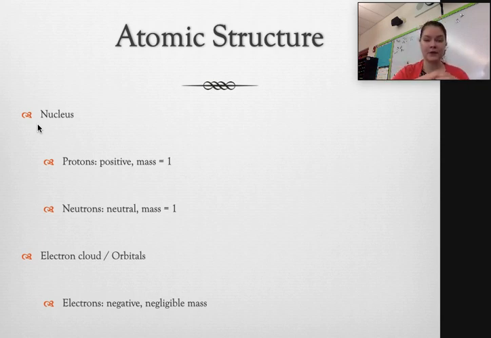So both of those are shoved into the nucleus, and they're really, really tightly packed in together, and that's going to make the nucleus really, really dense as compared to the electrons, which are hanging out in this electron cloud, and they're really, really light, 1,000th of an AMU, actually less than that. So we're just going to say that they've got a negligible mass because it is matter. It does have mass, just not a ton of it.